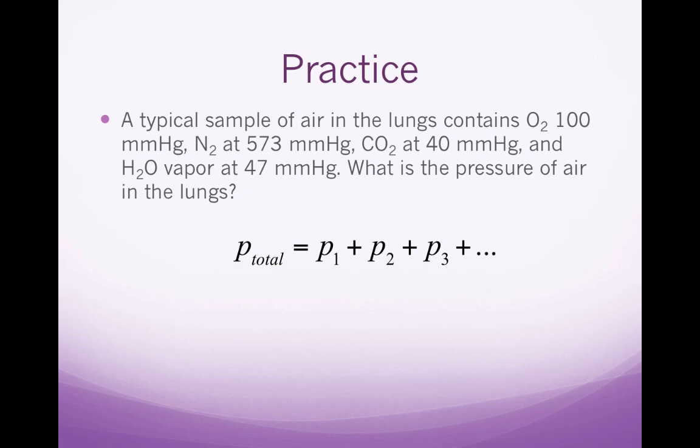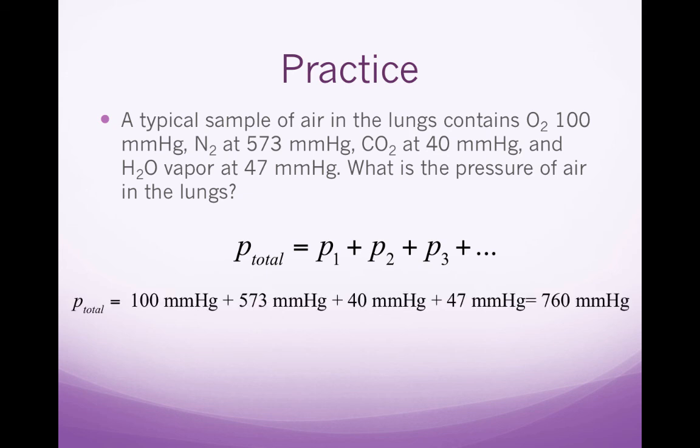Well, again, we know our total pressure is equal to the sum of all of our partial pressures of gases. So our total pressure is 100 millimeters of mercury, which is the pressure of oxygen, plus 573 millimeters of mercury, which is the pressure of nitrogen, plus 40 millimeters of mercury, the pressure of CO2, plus 47 millimeters of mercury, the pressure of water vapor. So our total pressure is 760 millimeters of mercury, which is atmospheric pressure.